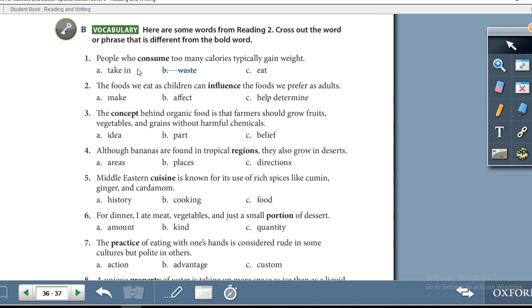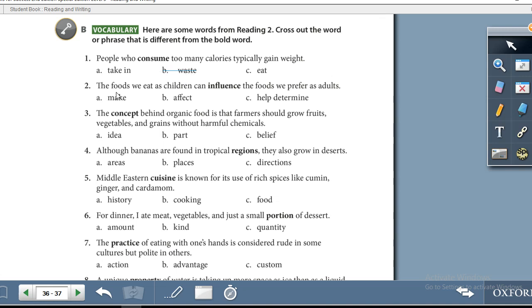A, take in, matches with consume. Eat also matches with consume, right? You can say that I consume too many calories in a day. I eat too many calories in a day. I take in too many calories in a day. So all of these words, number C and A, match with the word consume. The word waste does not match with the word consume, so we cross it out.